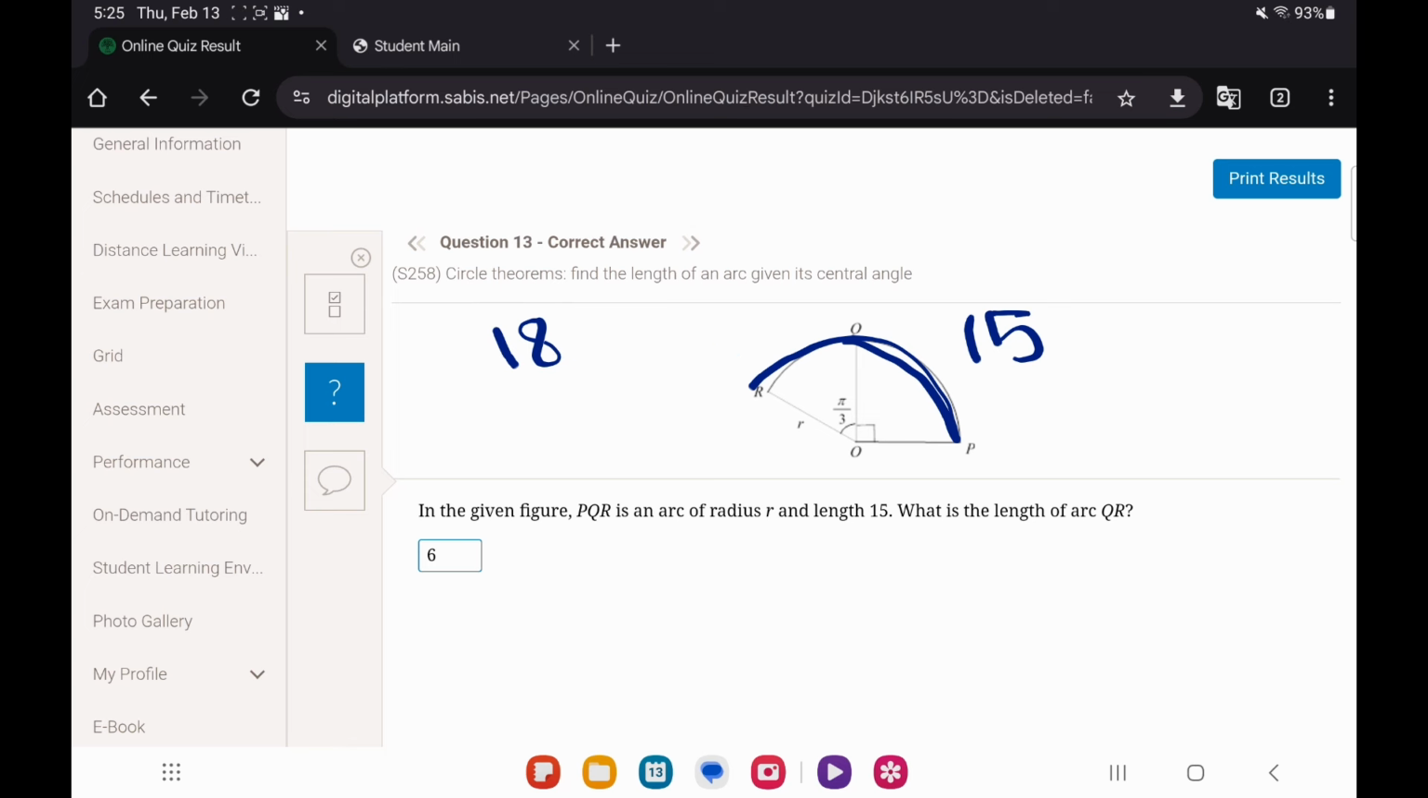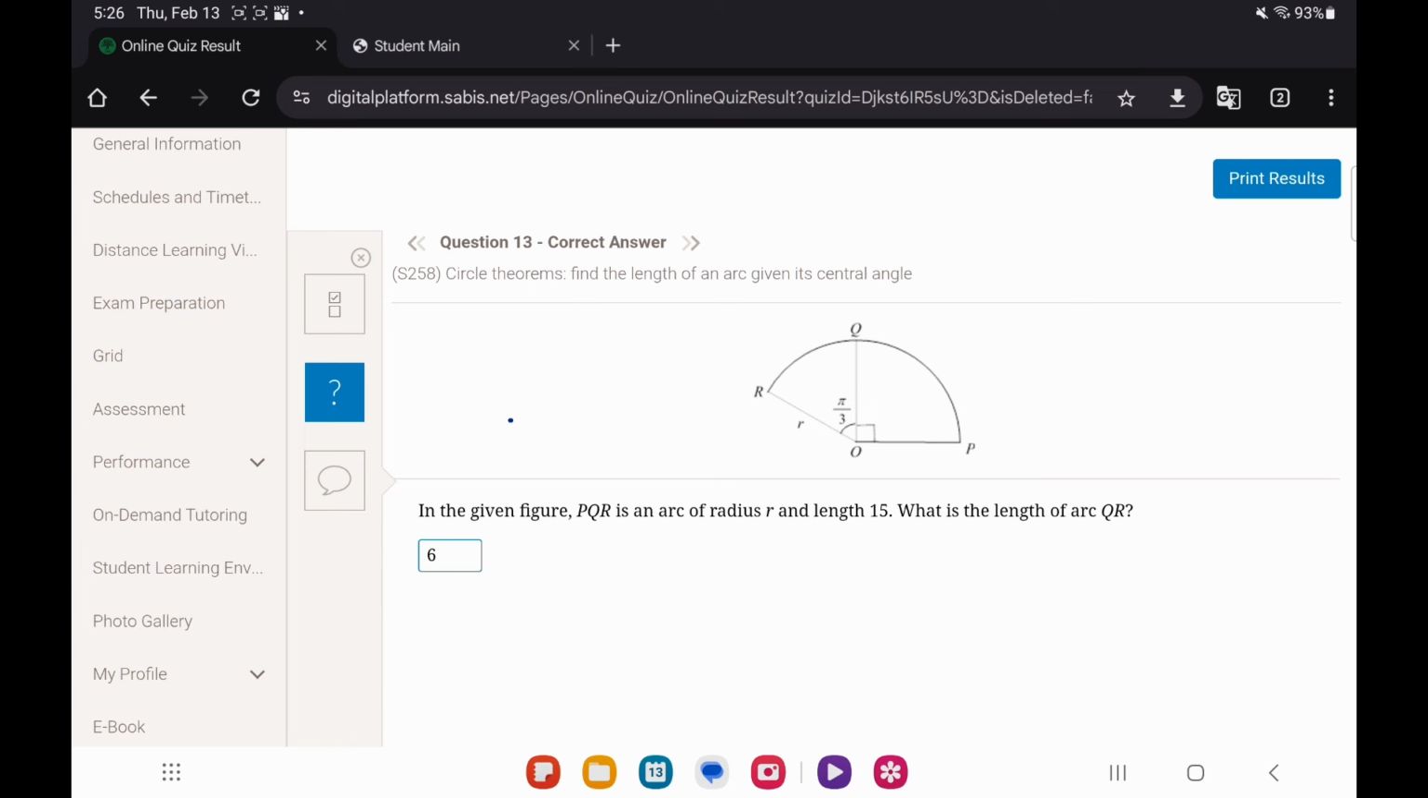So this here is 60, and this here obviously we know it's 90. That's what the diagram gives you. Now we need to find the length of RQ. You can never find anything to do with a circle without finding the radius, so let's find our radius.